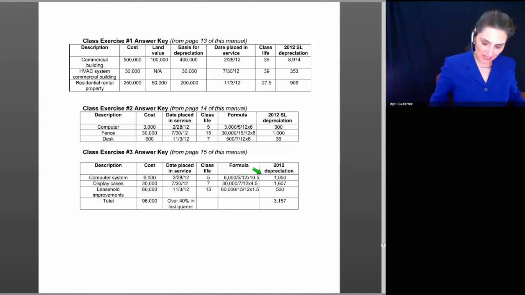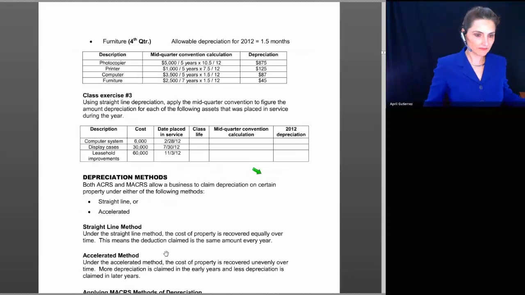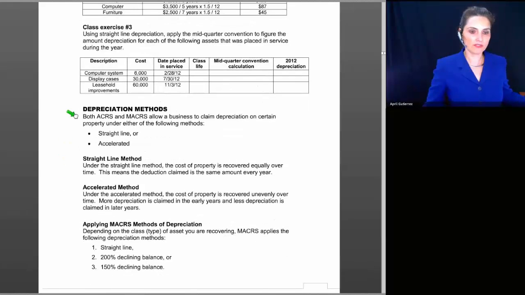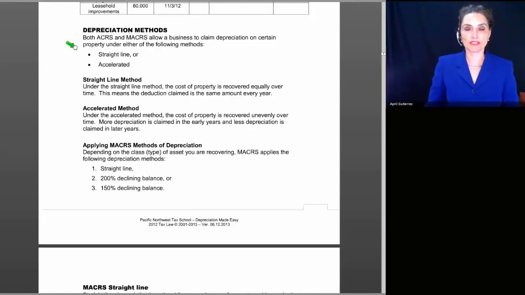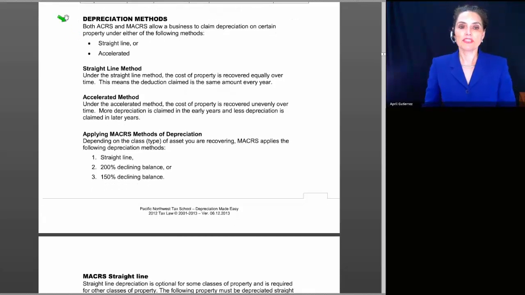So we're moving back to page 15 of the manual now, and we're going to be moving on to depreciation methods. So we've talked about depreciation systems, we've talked about depreciation conventions, and now we're going to talk about depreciation methods. Both ACRS and MACRS allow a business to claim depreciation on certain property under either of the two methods, the straight line method or the accelerated method.